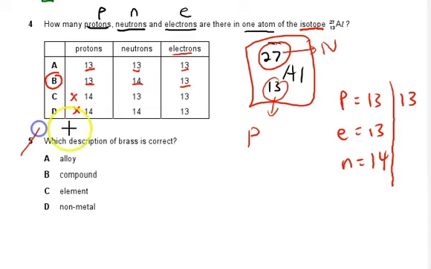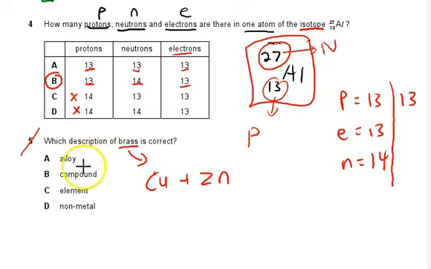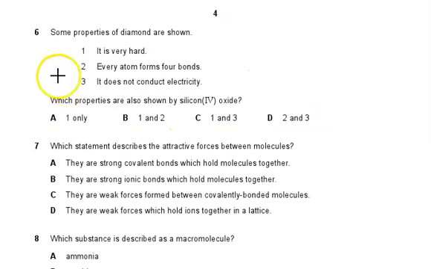Okay, for number 5, which description of brass is correct? Brass is a combination of copper plus zinc, so it should be an alloy. It is a mixture.